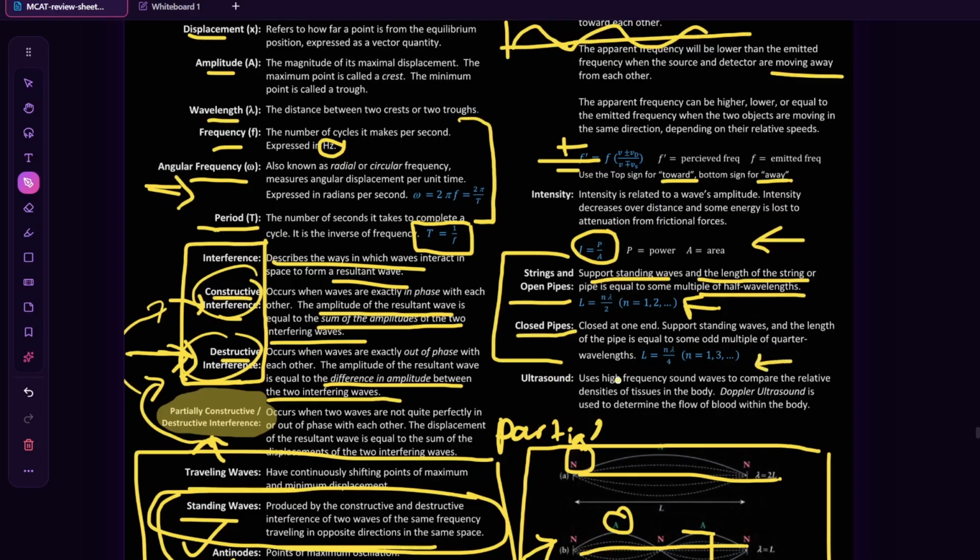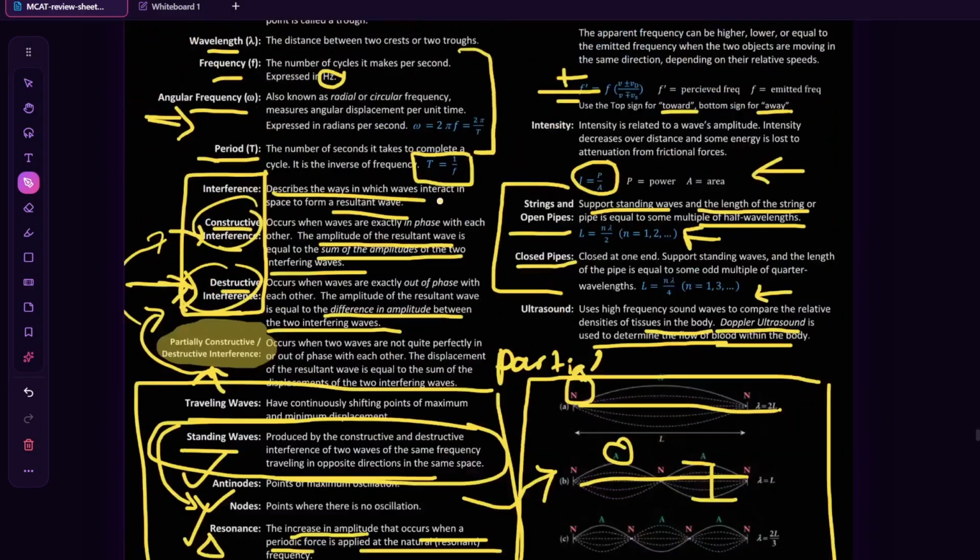And then ultrasound uses high frequency sound waves to compare the relative densities of our tissues in the body. The Doppler ultrasound is used to determine the flow of blood within the body. So yeah, that's it for sound waves.